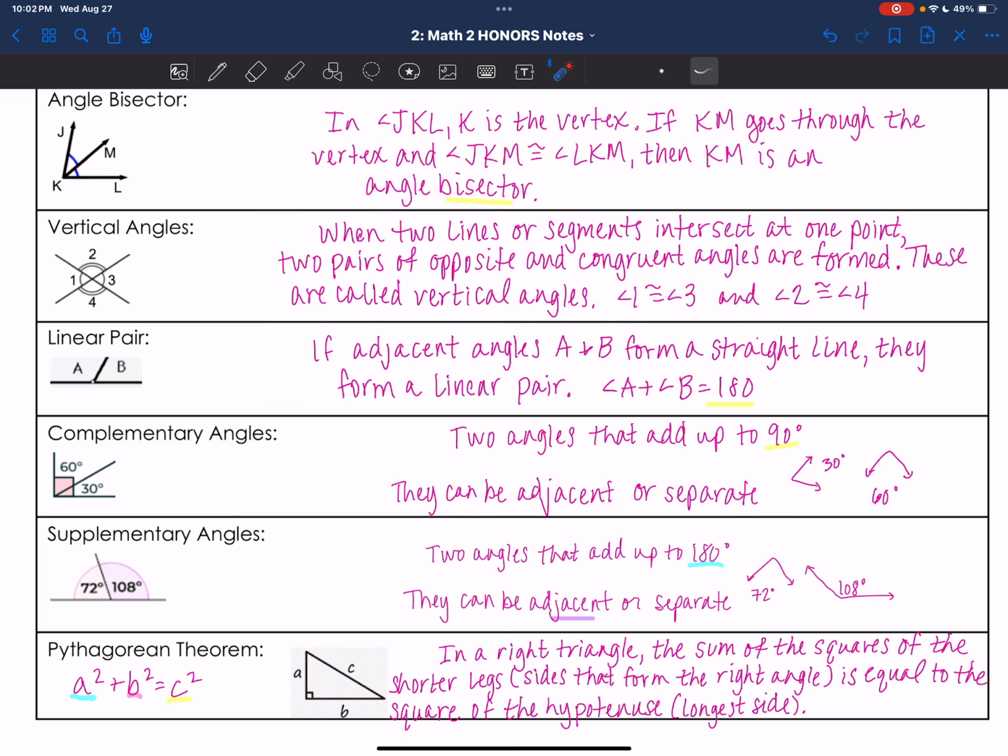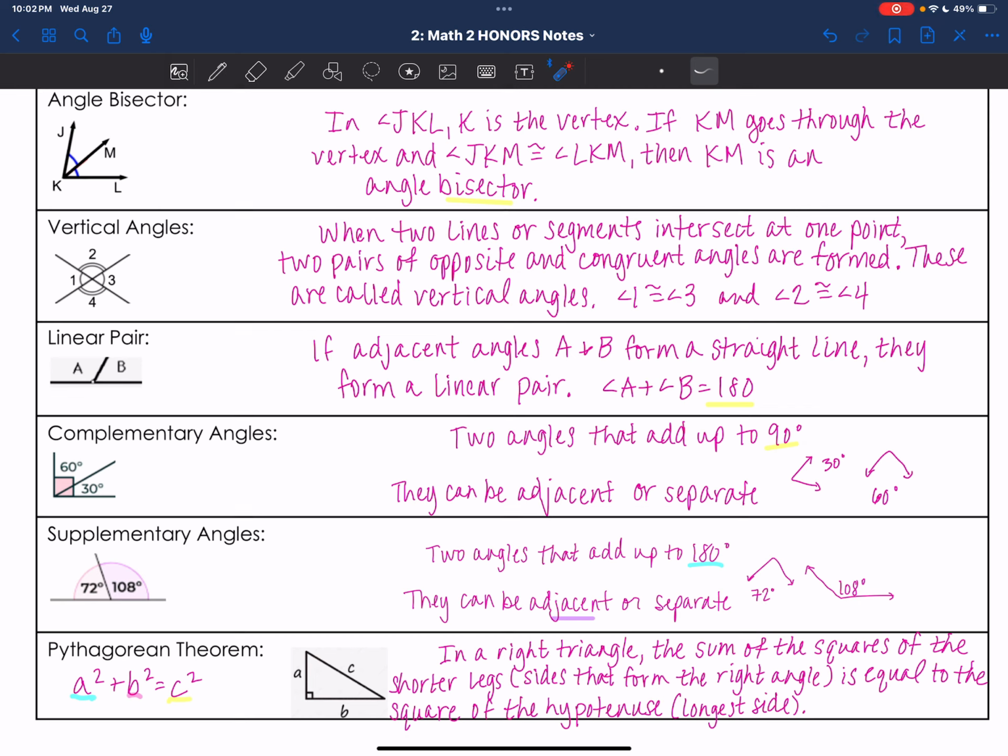All right, linear pair, you see the word line, so you know it's two angles that end up making a straight line. So adjacent angles, important for linear pair. So adjacent angles that form a straight line. So you can go angle A plus angle B equals 180.